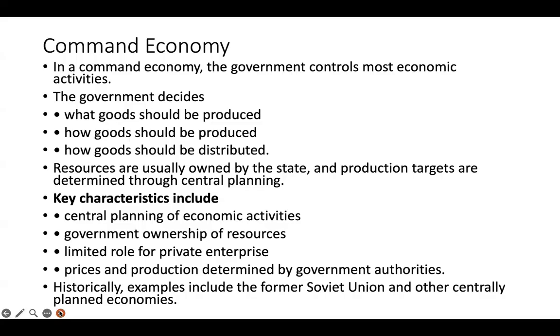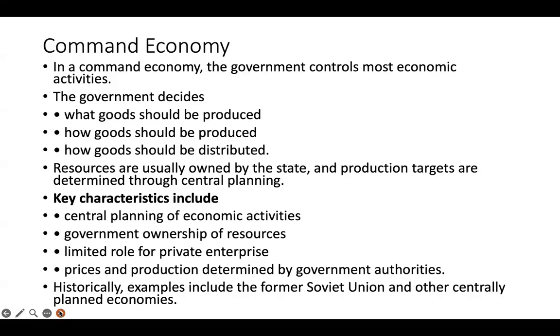Resources such as land and major industries are usually owned by the government, and production targets are determined through central planning. So this system can direct resources towards national priorities, but it may also suffer some inefficiency and lack of efficiency.